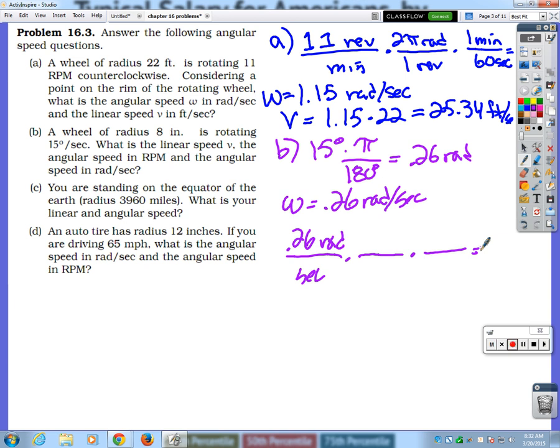How do I change radians per second into revolutions per minute? 1 revolution is 2 pi radians, and this time, since we're going the other way, the revolutions are on the top and the radians are on the bottom. And 60 seconds is 1 minute. The radians cancel, the seconds cancel, and you have revolutions per minute. So multiply those out and divide by 2 pi. Don't forget to put the 2 pi in parentheses so that you divide by both 2 and pi.